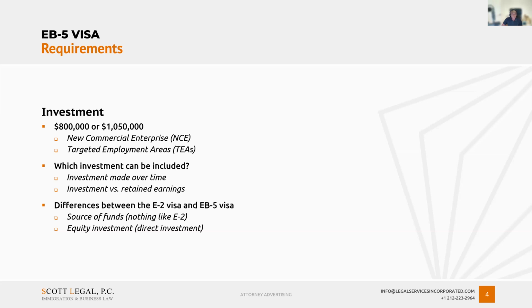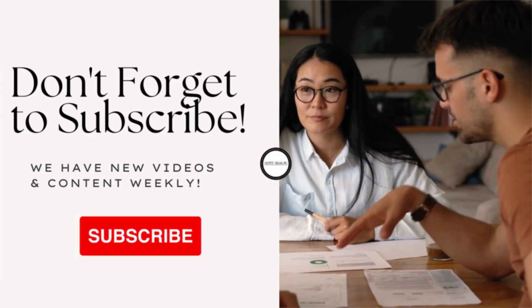company. So let's say you have an E2 entity and your E2 entity ended up making $2 million, and that money sat in retained earnings. And you said, hey, well, I'm going to spend that the next year, and then that should classify as an investment, and then I can apply for an EB-5 after that. Well, that doesn't count, because that's just retained earnings. It's not money that you've actually invested. So the money has to be outside the company and invested into the company.